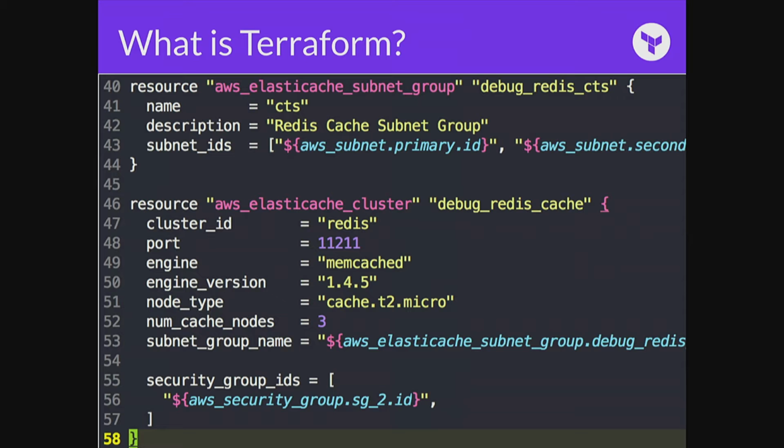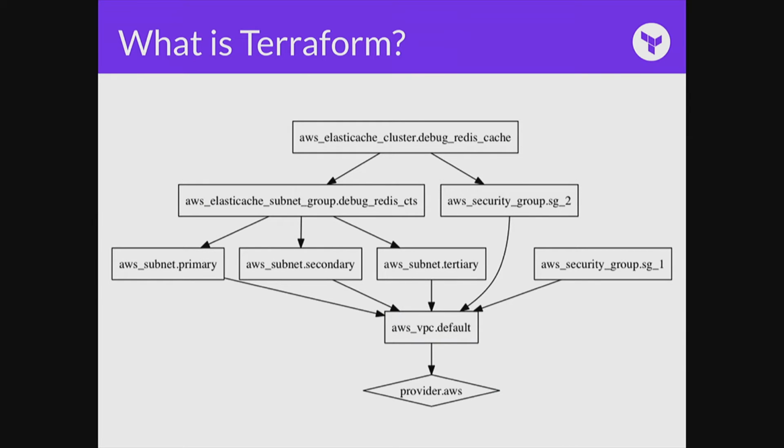I don't show the security group just because this one is particularly large. And you end up with graphs like this. So you can see that the provider's at the bottom. It makes a VPC. It requires these subnets in order to make the subnet group, and then we have to make the security groups on the side in order to make the cache cluster.